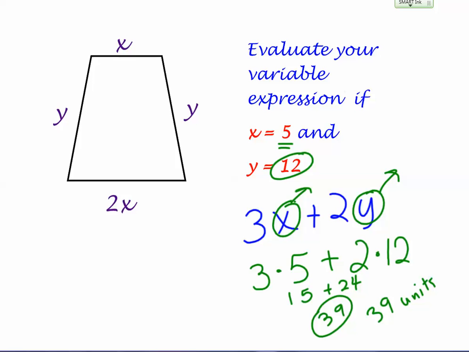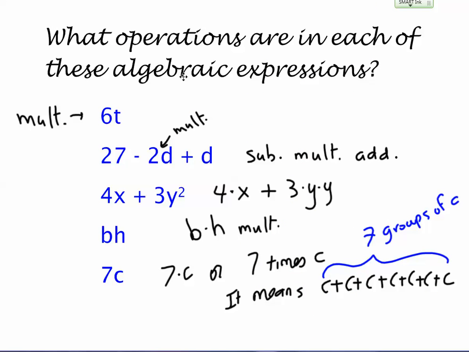And then you had to find the perimeter of this trapezoid if x was 5 and y was 12. So 3 times 5 is 15, 2 times 12 is 24, and use order of operations. You need to multiply before you add, and we got 39 units. And then we just talked about which operations are here. Remember, when you have a number with a variable, it means multiplication. So this has some subtraction, some multiplication, and some addition.